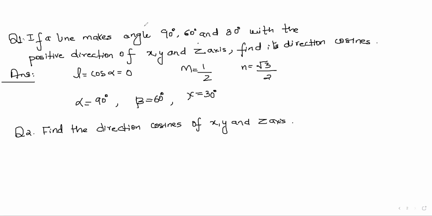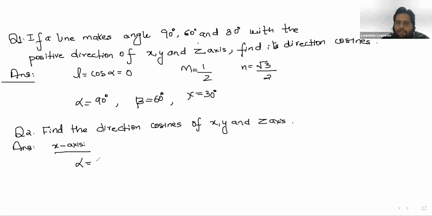So what are the angles gamma, beta, and alpha? We will discuss one by one. First, we will discuss the x-axis. Anyone can tell me, for the x-axis, what is alpha? Nabil, can you tell me for the x-axis, what is alpha? Anyone can tell me for the x-axis, what is alpha?